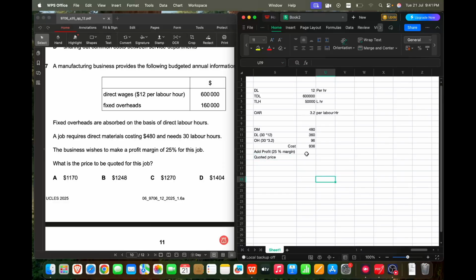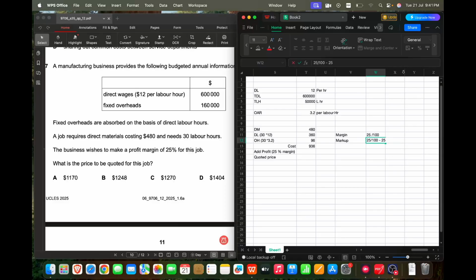Okay, but the problem is margin cannot be utilized to calculate profit amount in the cost, so we need to convert margin into markup. If this is margin, a normal calculation is, in this case, 25%, so 25 divided by 100. Now if I convert this margin into markup, then this is 25, which is margin, divided by 100 minus 25.